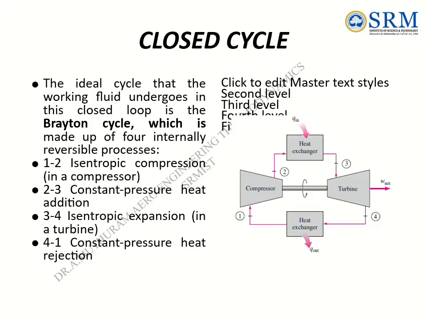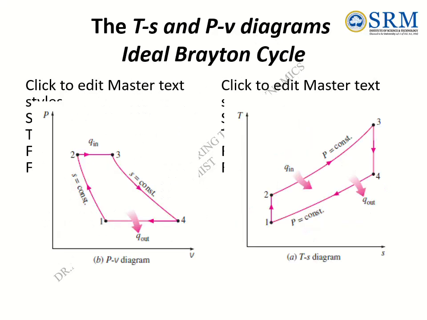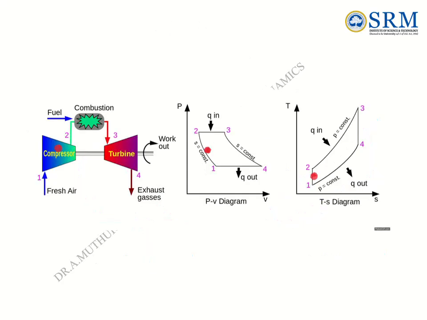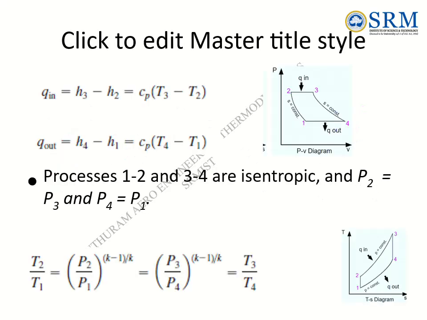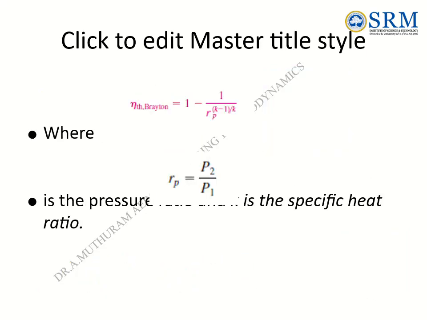1 to 2, isentropic compression in a compressor. 2 to 3, constant pressure heat addition. 3 to 4, isentropic expansion in a turbine. 4 to 1, constant pressure heat rejection. The T-S and P-v diagrams of the ideal Brayton cycle. Processes 1 to 2 and 3 to 4 are isentropic, and P2 equals P3 and P4 equals P1. Here r_p is the pressure ratio and k is the specific heat ratio.